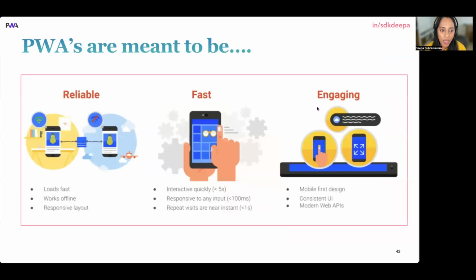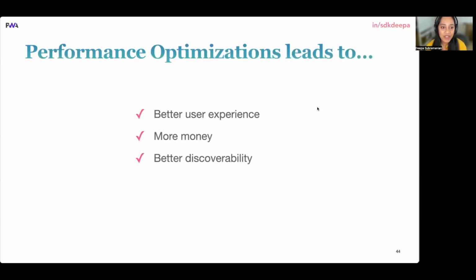And with that said, progressive web apps are meant to be reliable, meaning that they load fast, they work offline, they are fast and engaging with a consistent UI, and they are also responsive to all layouts, right? So performance optimization directly relates to user experience. You could get more money and better discoverability.